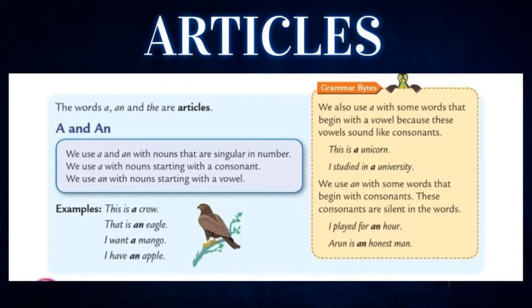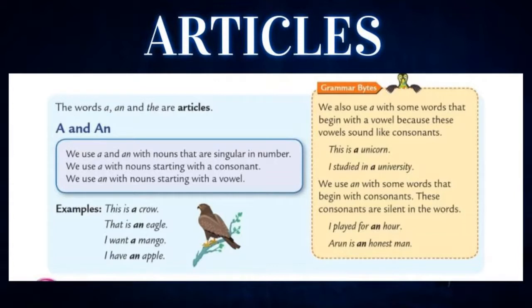And we know that the word a is used with nouns starting with a consonant sound. And the article an is used with nouns starting with a vowel sound. Look here, they gave some examples. This is a crow. It means one crow. We know very well that a and an are used for singular nouns, not for plural nouns, okay? A is used with nouns starting with a consonant, and an is used with nouns starting with a vowel, and both a and an are used for singular nouns only.